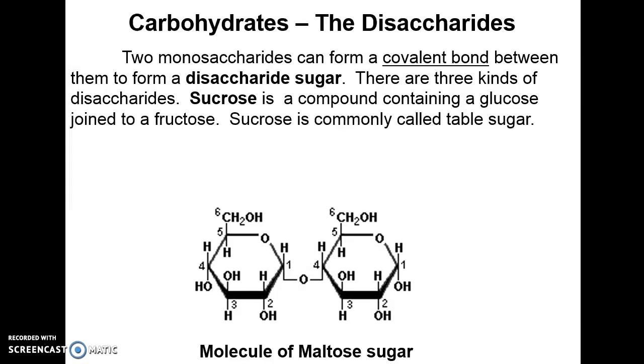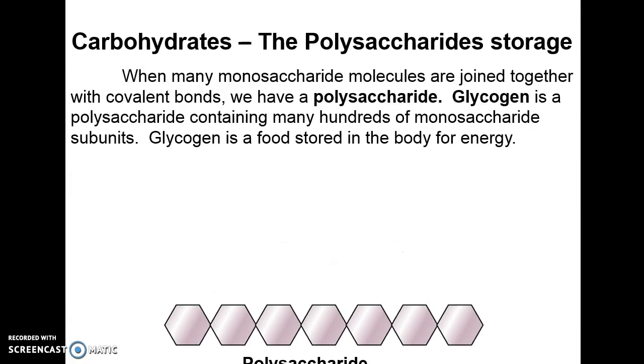Our disaccharides, they form a covalent bond between them. A covalent bond is simply a bond that shares electrons. And next unit, we're going to be going into the bond types. There's 3 types of disaccharides. When we talked about disaccharides being 2, sucrose is glucose and fructose. This is what your table sugar generally is.